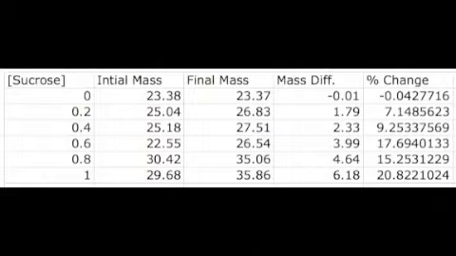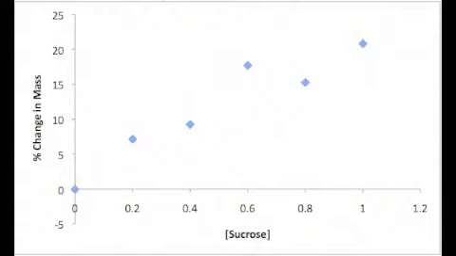These are the results from the initial masses of the bags, the final masses, the mass differences, and the percent changes. Percent change was found by dividing mass difference by the initial mass and multiplying that by 100. Furthermore, as the sucrose concentration increased, there became a greater mass difference and percent change increased. The graph is almost in a straight line and resembles a constant rate of increase in osmosis.